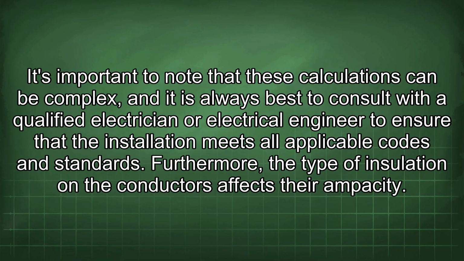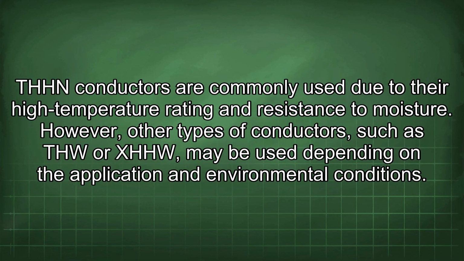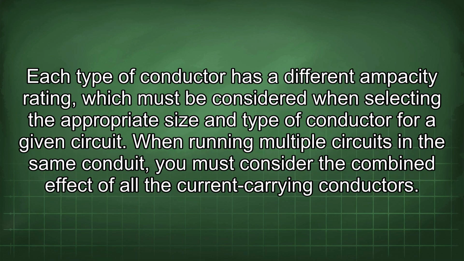Furthermore, the type of insulation on the conductors affects their ampacity. THHN conductors are commonly used due to their high temperature rating and resistance to moisture. However, other types of conductors, such as THW or XHHW, may be used depending on the application and environmental conditions. Each type of conductor has a different ampacity rating, which must be considered when selecting the appropriate size and type of conductor for a given circuit.